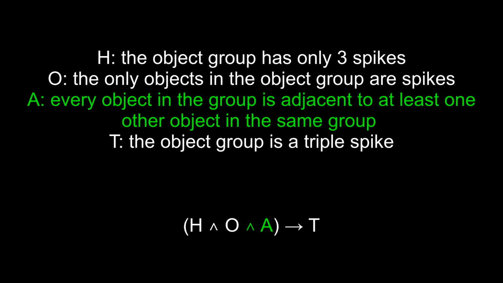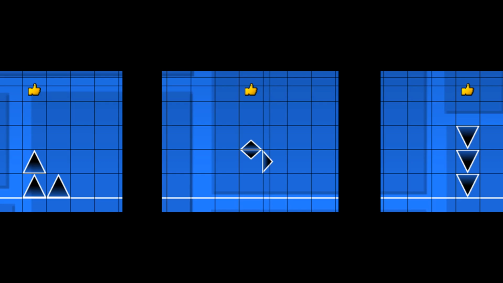Let's add another proposition A. Every object in the object group is adjacent to at least one other object in the same group. We do not need to specify how far apart the objects have to be, since overlapping spikes share some part of the same space and thus cannot be considered adjacent. Our statement then becomes H and O and A implies T, and that eliminates a bunch more groups from satisfying the statement. But we can do better, as these ones still satisfy the statement.